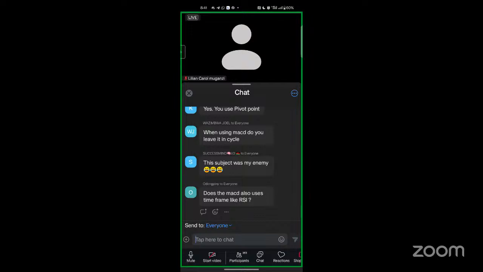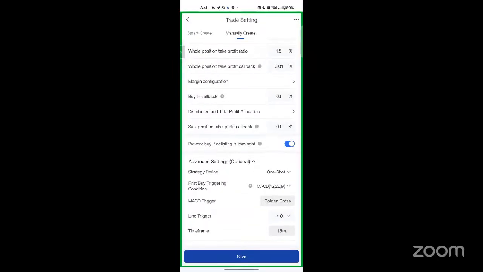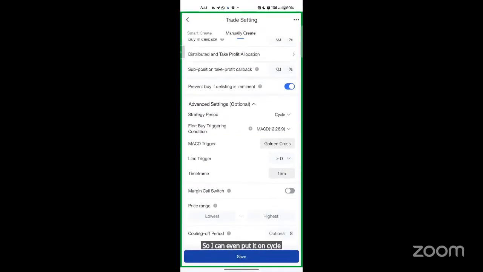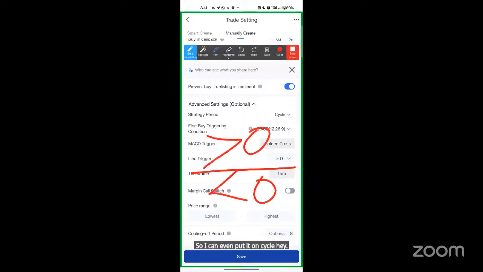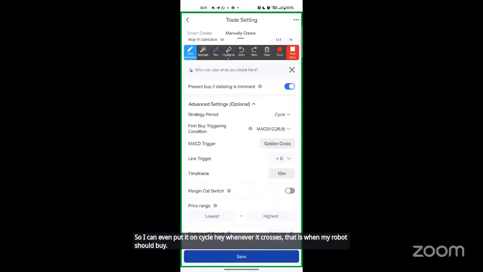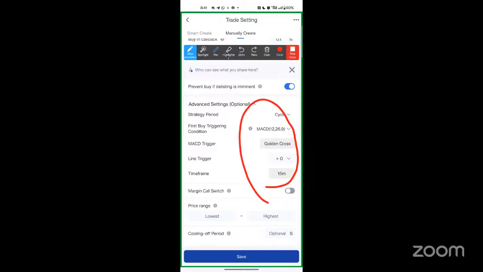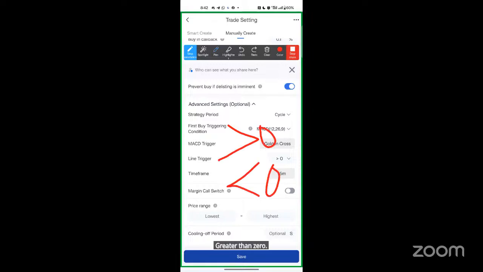Fifteen minutes, yes. So I can even put it on cycle. Whenever it crosses, that is when my robot should buy. Guys, are we together? Whenever it crosses, that's when my robot should buy. Greater than zero.